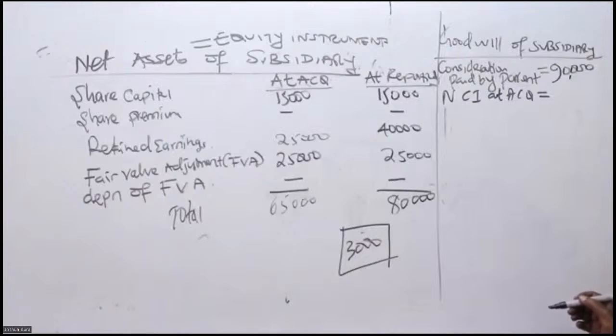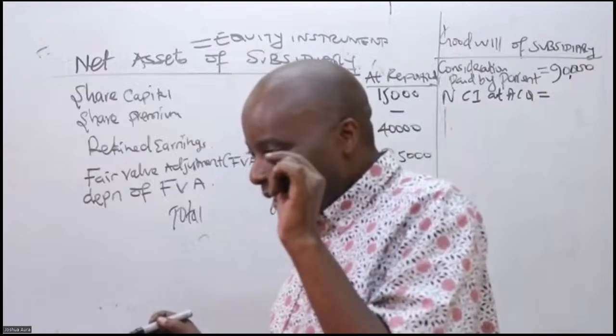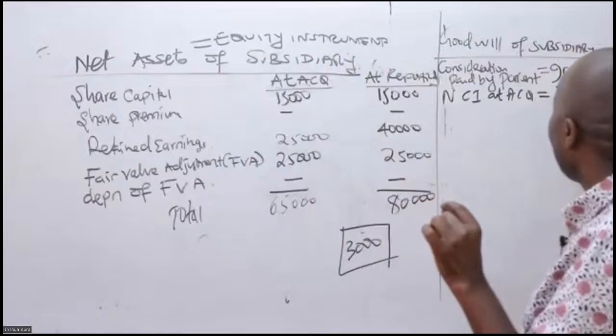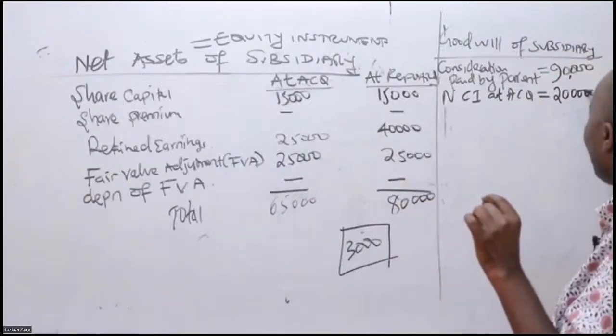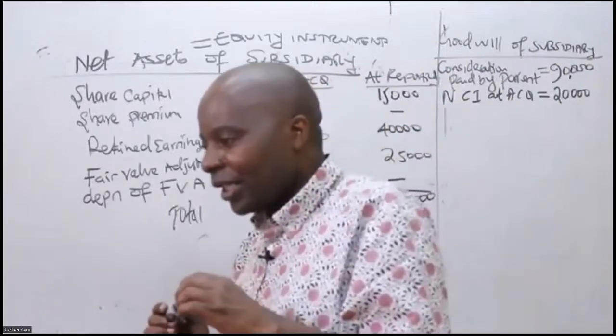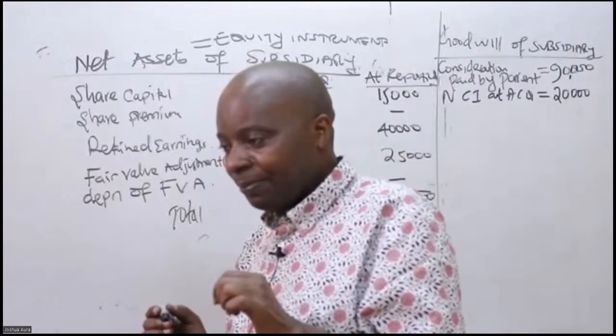We also put in some value there. 25,000? No, thanks for trying, but no. NCI at acquisition, if you remember Mudhoni, it was 20,000. Do you remember that figure? 20,000? Thanks, Aisha. It was 20,000.